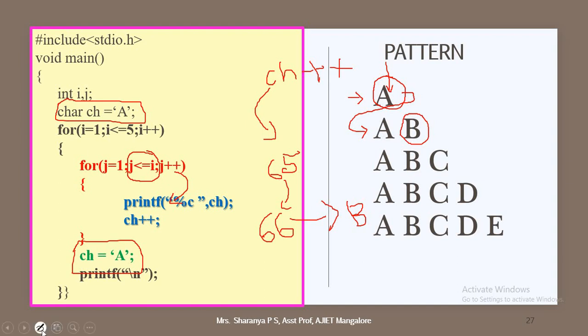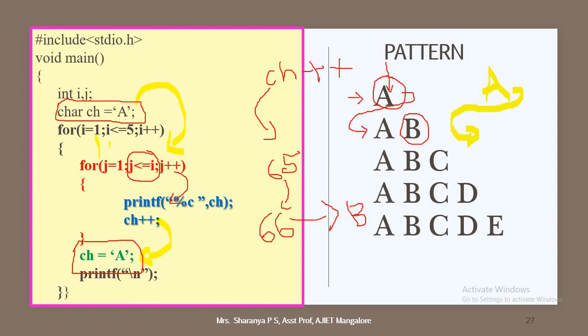Let's work through how it is going to be executed. The character will begin with A. First, i is set to 1, it will come inside, and j is 1, which is less than or equal to i, so the condition is true. Now on the output screen, first A is printed. Next ch is incremented. Now ch value is B. But after coming out of this loop, ch is once again set to the value A. Now ch is A itself. Next, a new line will be printed. So our cursor moves to the next line.